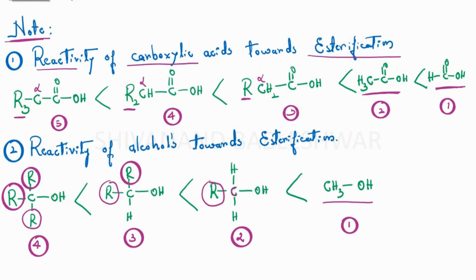So one should remember, I forgot to mention which is the alpha carbon atom in a carboxylic acid. That is the carbon atom adjacent to this functional group. This is the functional group which I have encircled. So this carbon, which is in red color here, is called the alpha carbon atom.